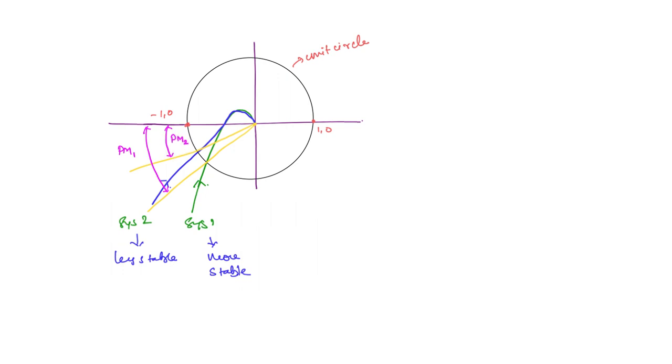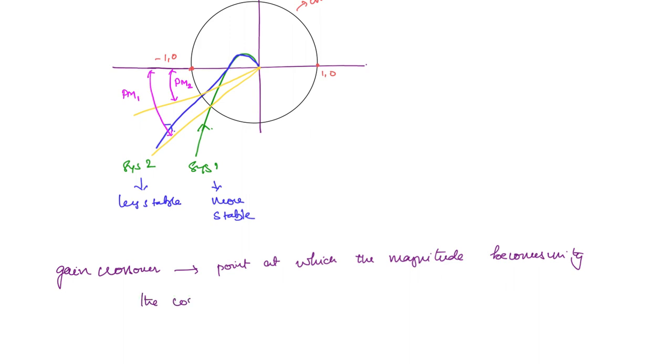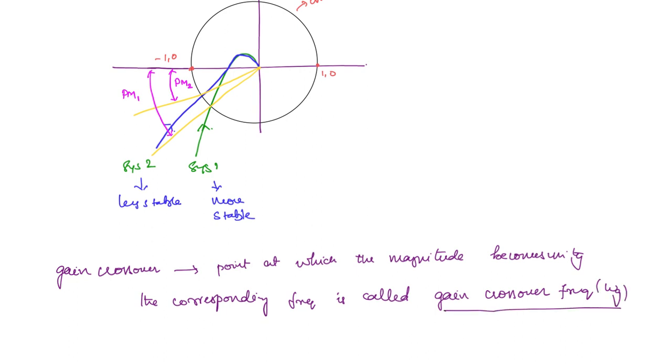Now how to find a mathematical expression for the phase margin? First we define a term called the gain crossover. So what is this gain crossover? The point at which the magnitude becomes unity. Okay, and the corresponding frequency is called the gain crossover frequency, and we represent it as omega g. Okay. Now what we want is the phase at the gain crossover frequency.